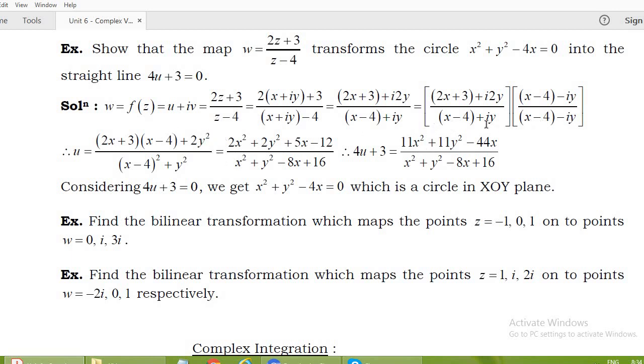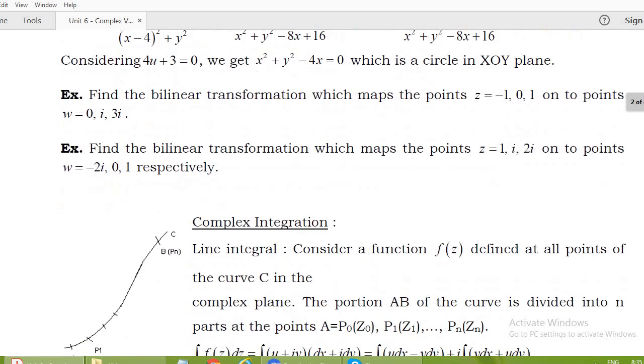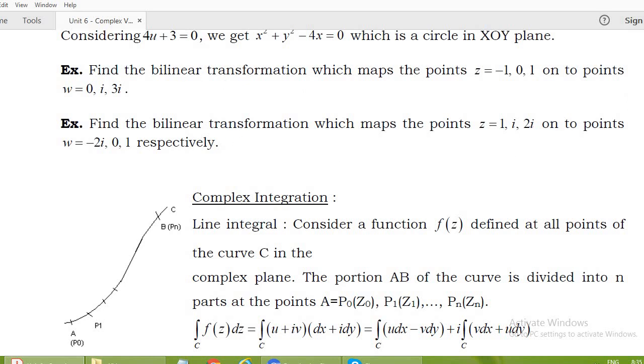The real part u is equal to (2x plus 3)(x minus 4) plus 2y squared, divided by (x minus 4) whole squared plus y squared. This is u, and after simplification, 4u plus 3 equal to 0 implies that 11x squared plus 11y squared minus 44x equal to 0. That means x squared plus y squared minus 4x equal to 0. That means both the things are the same under this transformation. Here you can try these two problems on bilinear transformation.